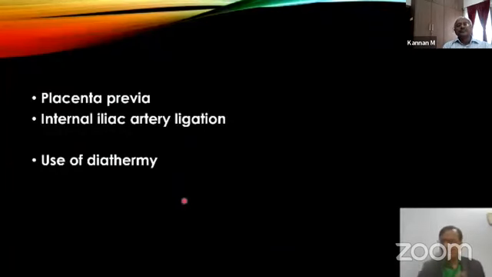Use of diathermy has completely revolutionized blood transfusions. Internal iliac artery ligation in placenta previa. That is what I now suggest to my physician. There is a placenta previa.